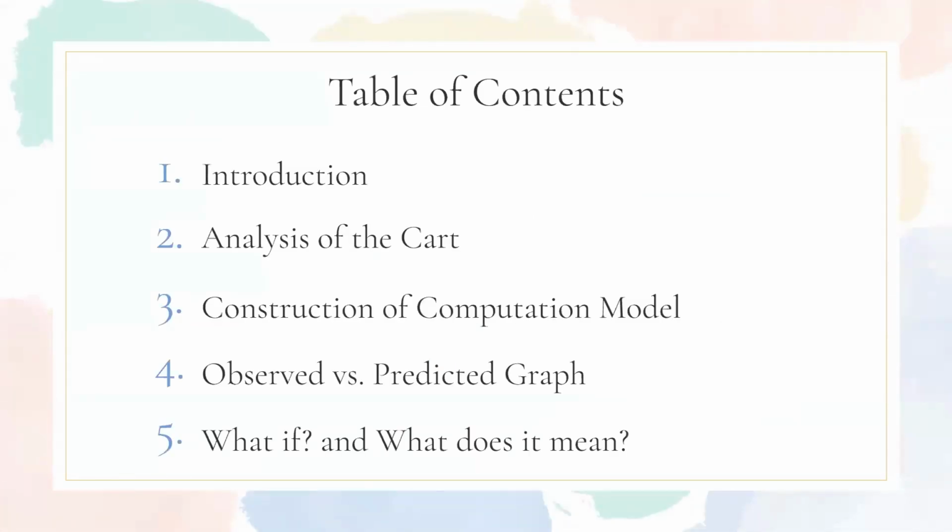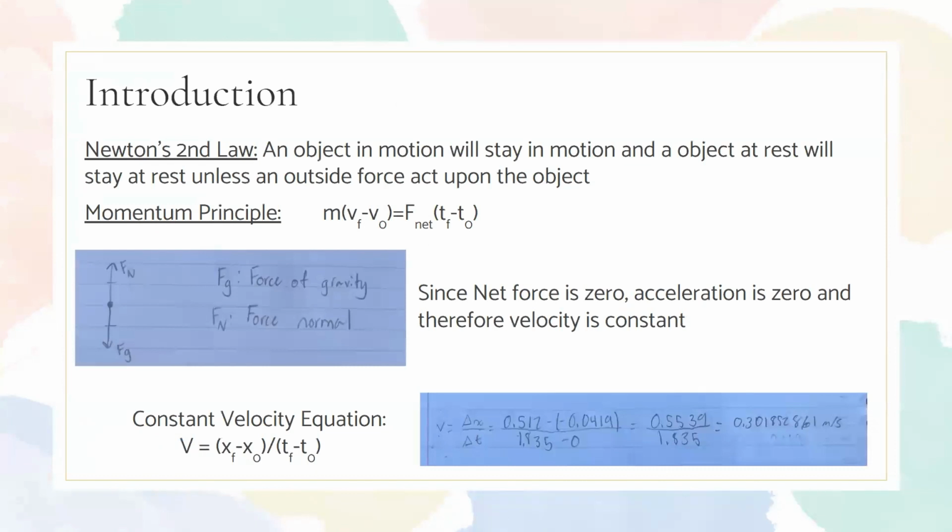So today we're going to go over the introduction of the physics principles used in this lab. We're going to use the analysis of the cart using the program Tracker, then the construction of the computational model using FlowScript via Python, and the observed versus predictive graph using the Tracker data and the computational model data, and then ask the questions, what if and what does it mean?